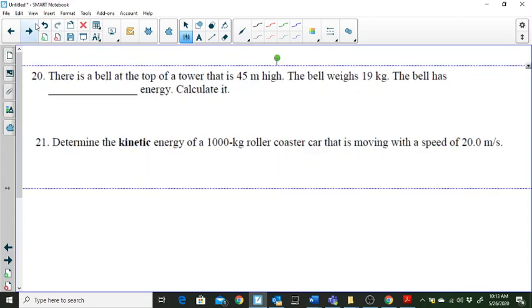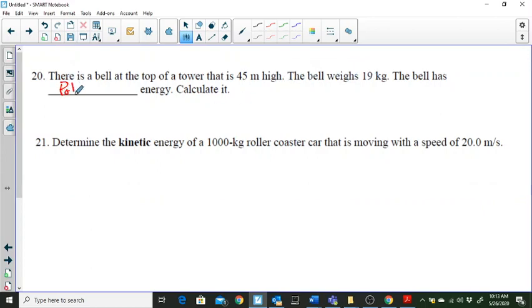Cool. Here we go, 20. There is a bell at the top of a tower that's 45 meters high. The bell weighs 19 kilograms. The bell has potential energy.